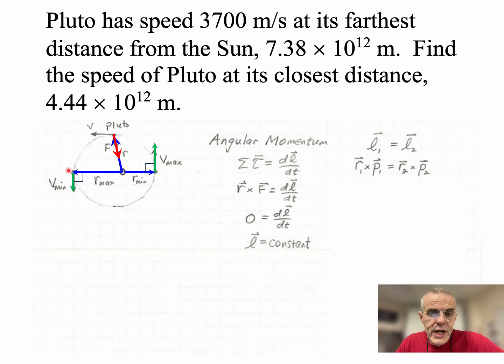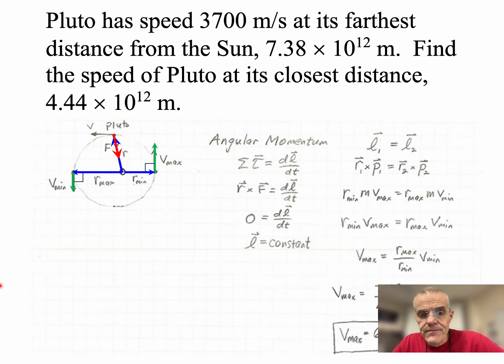At those two extremes of the orbit, there is a perpendicular relationship between r and v. And if it's perpendicular, then the cross product is fairly trivial. It's just a simple product of those two numbers. And that leads to a solution. Oh, wow, that was quick. Yeah, once I get it set up, pretty straightforward.